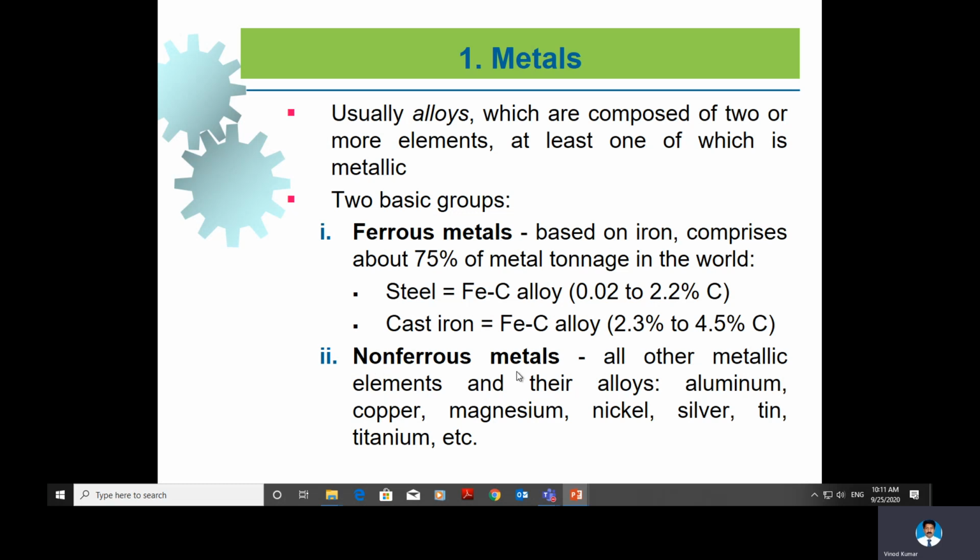Then we have non-ferrous metals, which don't have any iron in them. Examples are aluminum, copper, magnesium, nickel, silver, etc.